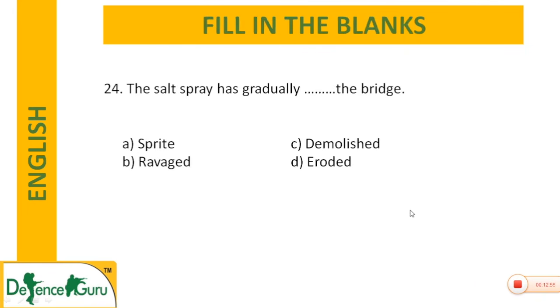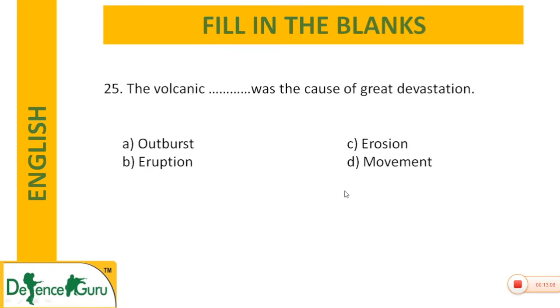24. The salt spray has gradually dashed the bridge. Eroded. Here the appropriate word will be erode. Demolish means to pull down a building. So here the word eroded will be the right one. Now volcanic, again the appropriate word for volcanic activity is eruption. That's very clear. So here option B is correct. The volcanic eruption was a cause of great devastation.